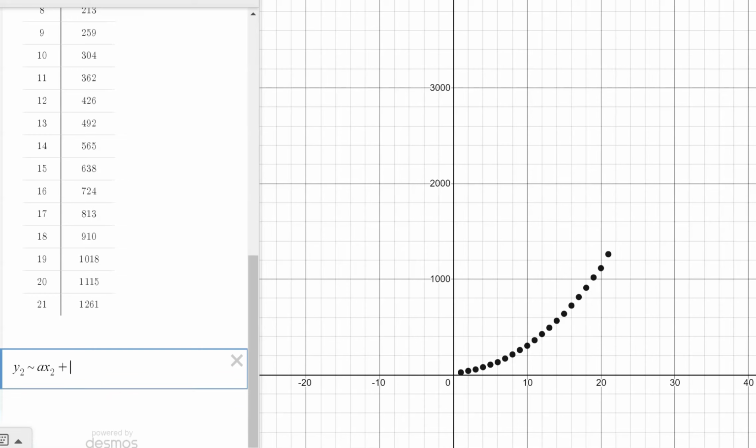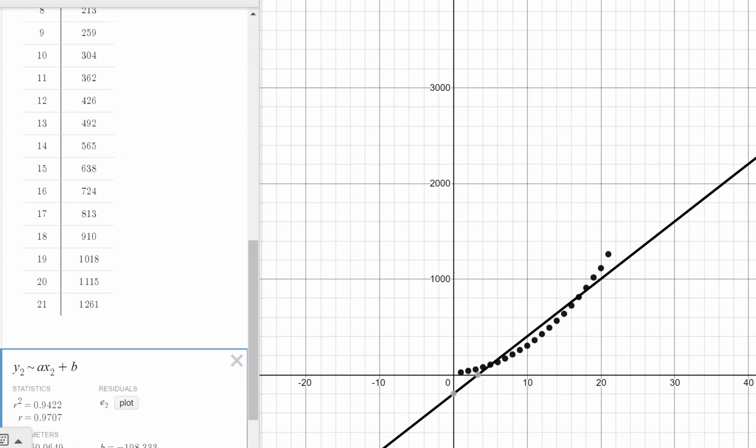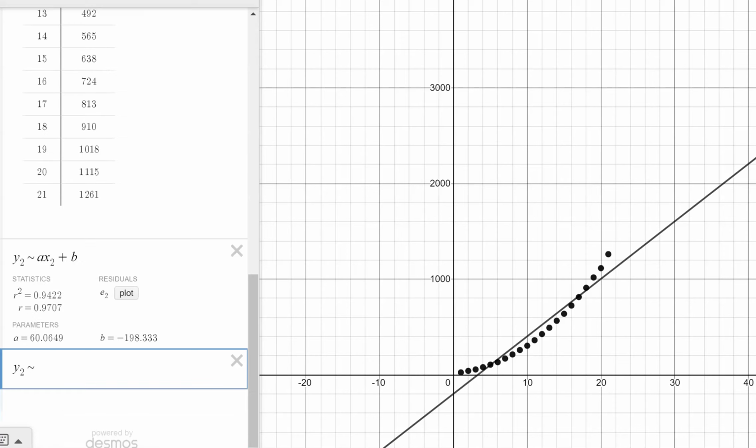a x2 plus b. And we can see there's a line there, and that's a respectable looking line, and it's got an r squared value of 0.94, so that's pretty good correlation. The black dots do differ from the line somewhat, but they are relatively close.